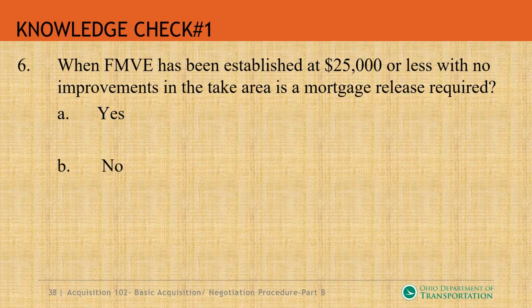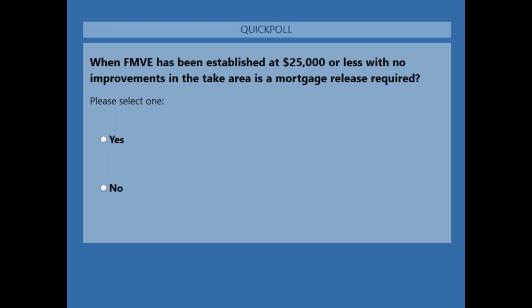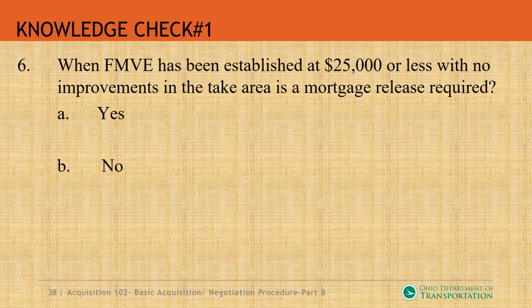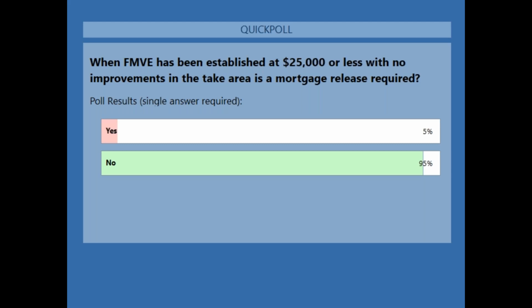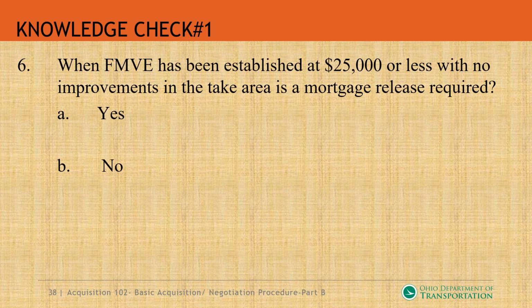All right. And our next one. When FMVE has been established at $25,000 or less, with no improvements in the take area, is a mortgage release required? Yes or no? Just remember, we don't record your answers, so go with your gut on these. All right, we're over 80% voting. I'm going to share the responses. 5% said yes, 95% said no. So I've hidden the responses.